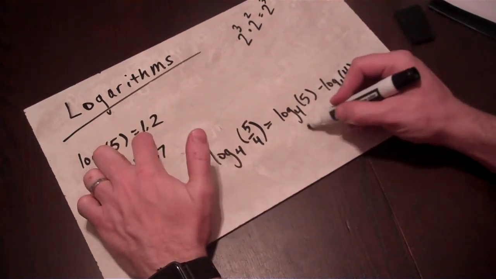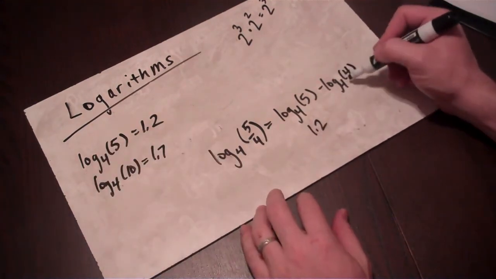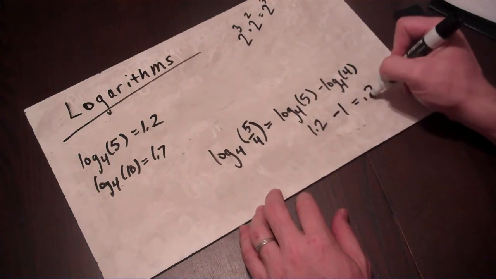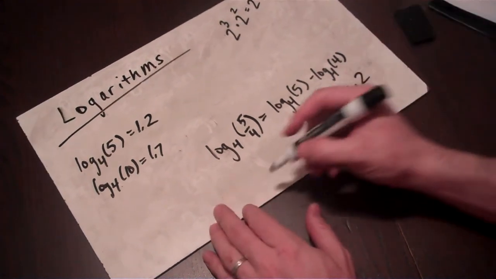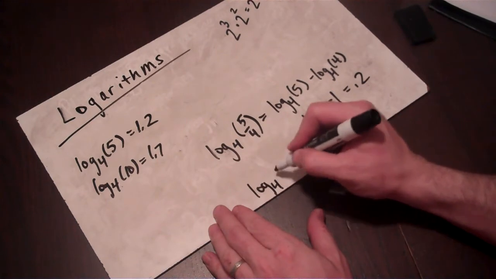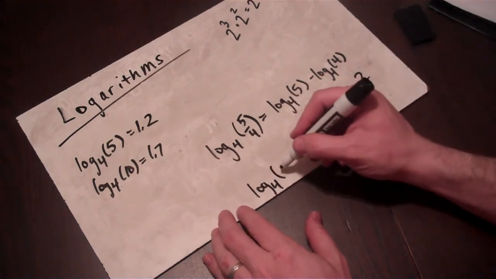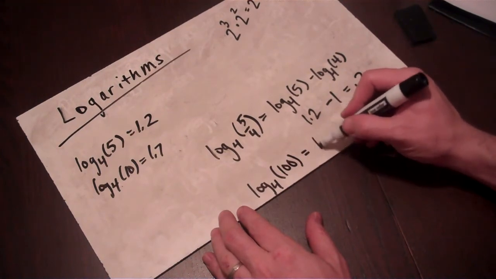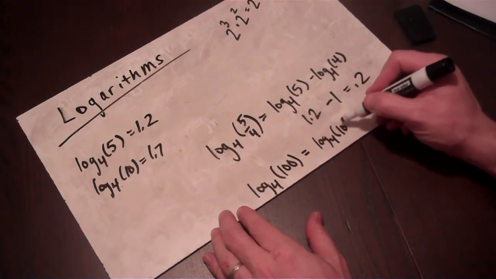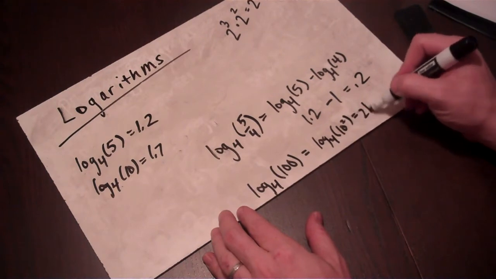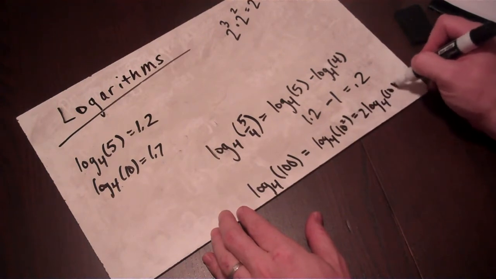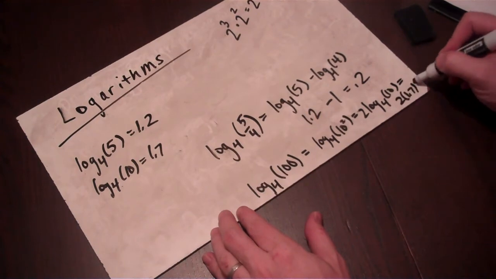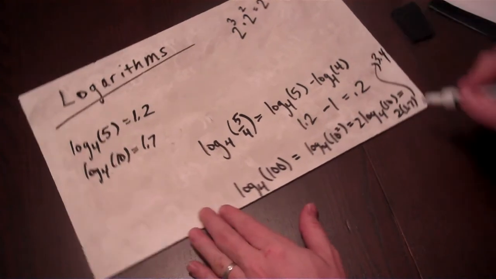According to the problem, this is 1.2. Log base 4 of 4: what power does 4 go to make 4? It goes to the first. So this is just 0.2. Or you could say, what's the log base 4 of 100? This is the log base 4 of 10 squared, which is 2 times the log base 4 of 10, which is equal to 2 multiplied by 1.7, and that's 3.4.